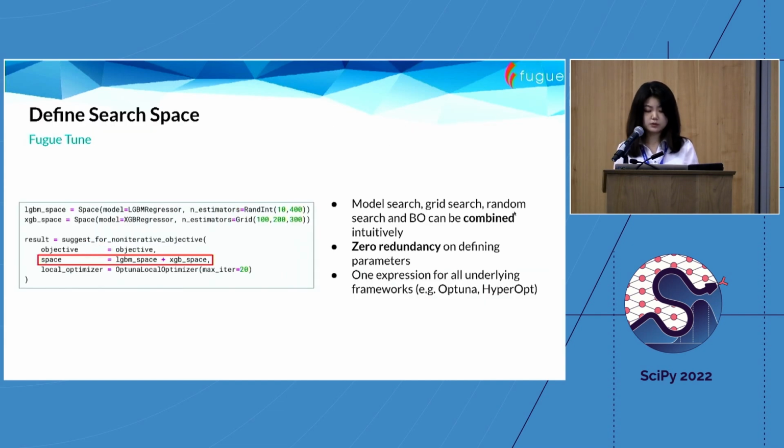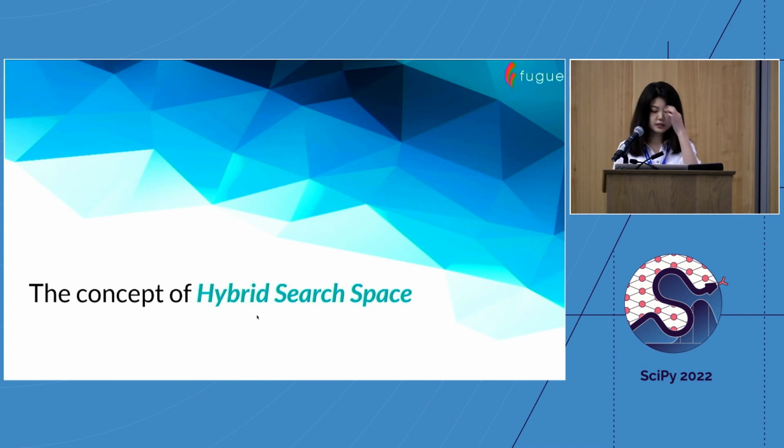In Fugue-tune, model search, grid search, random search, and Bayesian optimization can be combined intuitively into one space using simple space operators. For example, in this example, we use the plus operator to take the union of the two search spaces for two different algorithms. And also, there is zero redundancy in defining any parameters using any searching method. In the next section, I'll walk you through how to construct any kind of hybrid search space you want using Tune's keyword and space operators.